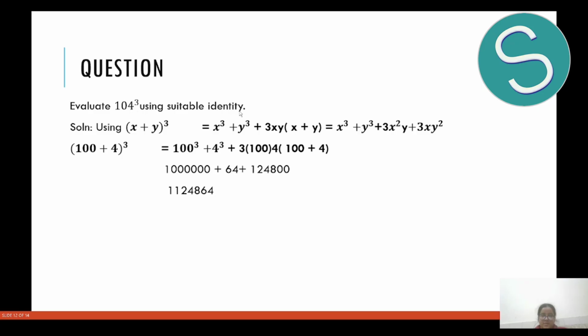So this is our next question, which is evaluate 104 cube using a suitable identity. So we can write 104 as 100 plus 4, right? And by using the formula (x plus y) cube equals x cube plus y cube plus 3xy into (x plus y), we can solve it as 100 cube plus 4 cube and 3 into xy, that is 100 into 4, into (x plus y), that is 100 plus 4. On simplifying, we will get this value.